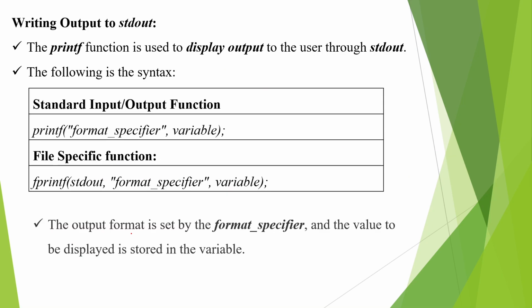Next thing, your standard output. For writing the output, we use this standard output stream. And what function is by default associated with stdout? Your printf function. It is by default associated with your standard output. Here they have given that the printf function is used to display output to the user through standard out.